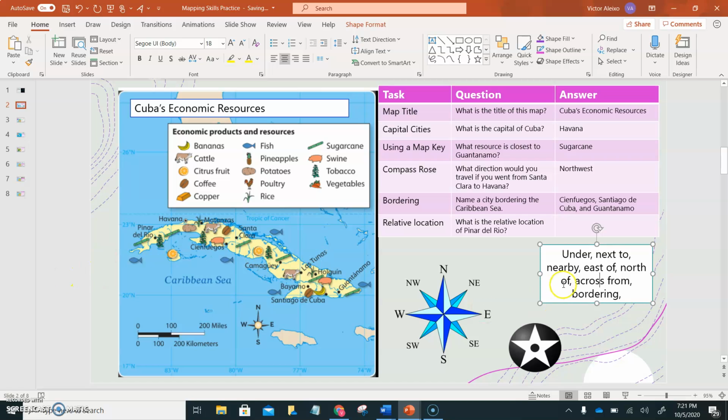You can say Pinar del Rio is under this, is next to that, is nearby that, east of this, north of that, across from, bordering, next to, south of, whatever you want. So I'm going to say Pinar del Rio is west of Havana. And that is how you answer all of those questions.